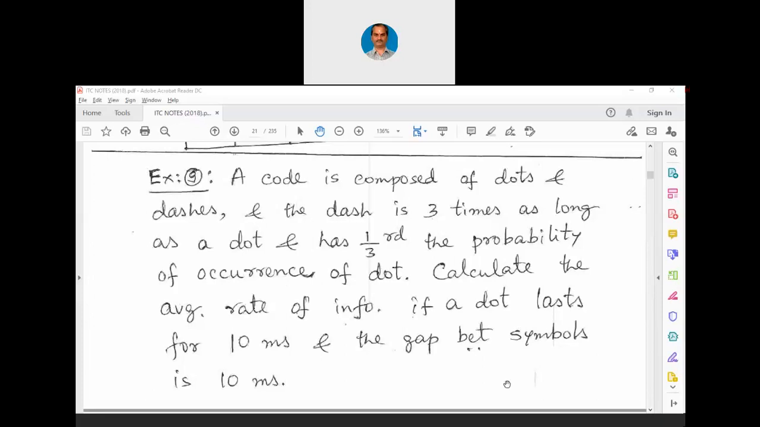Tele means distance, graph means writing. So through distance they used to write the message and then he used to send it through a normal postman with the speedy delivery. So it had become very popular in those days, in the last century.